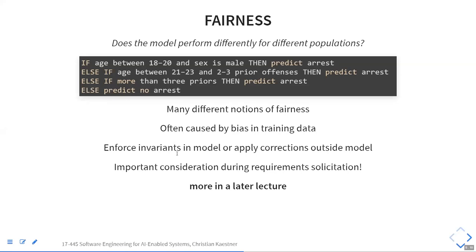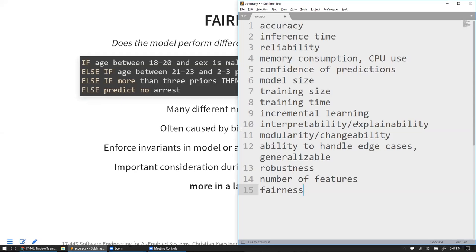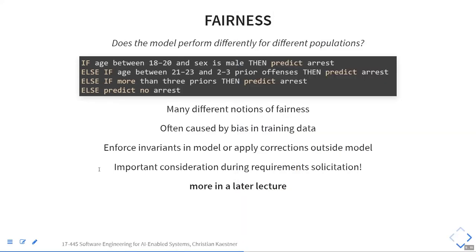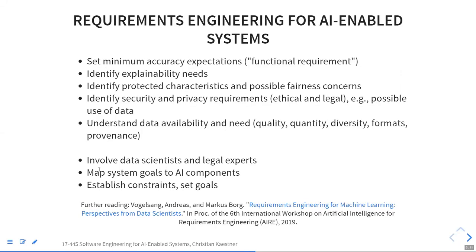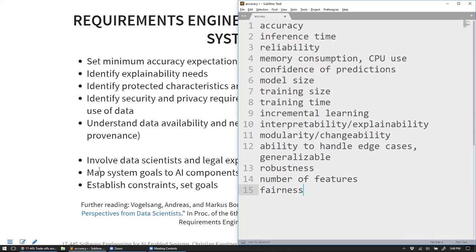All right, so I guess what I've tried to show you here is that there are lots of qualities that we might care about. And if we're doing requirements engineering, we really need to set minimum expectations or constraints for some of these, right? So for example, training time must finish within a week. Inference time must finish in 1/50th of a second or something like this, right?